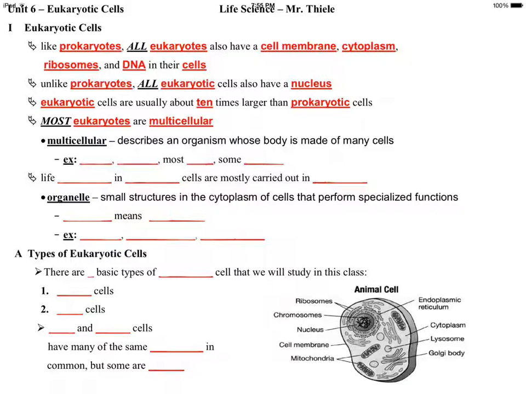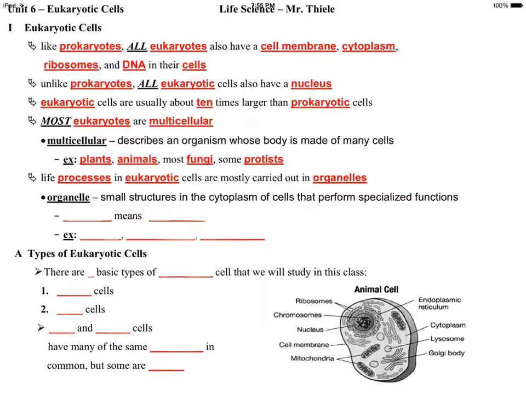Okay, so again, multicellular describes organisms whose bodies are made of many cells, and usually we're not just talking about 10 or 15 cells, we're talking about millions or billions or even trillions of cells. So for example, all plants and animals are multicellular. Most fungi are, although there are some significant examples of fungi that are single-celled organisms, and some protists, although most protists are single-celled organisms.